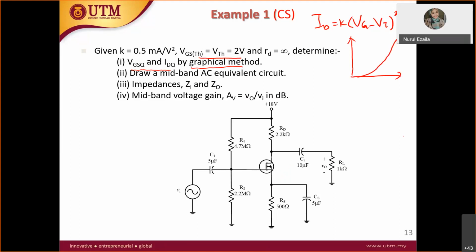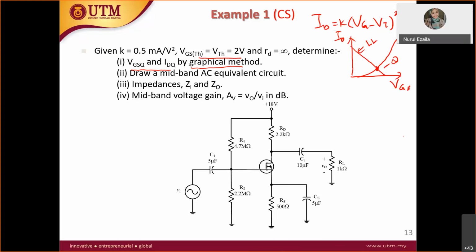So this is what we have done before the semester break. Then you have to find this load line. So how to find this load line is from the input loop. For BJT, you do it for the output loop, but for this one it is from the input loop KVL. And then this is your Q point. You can do it later, but I have done it.